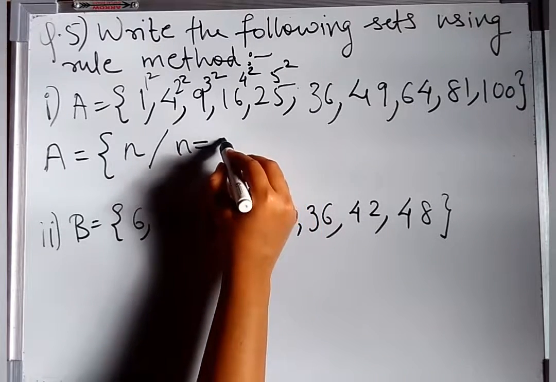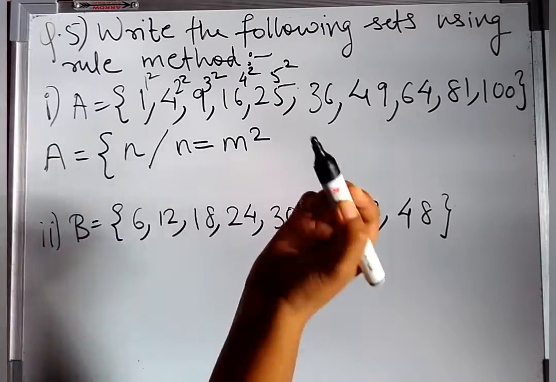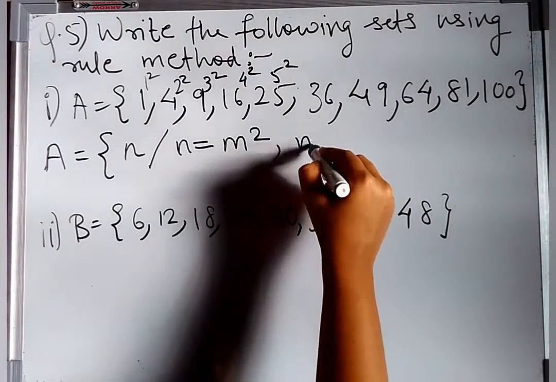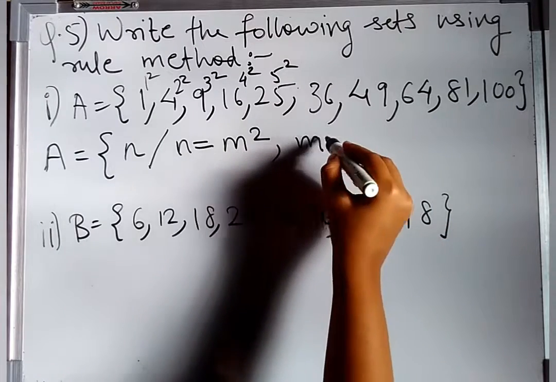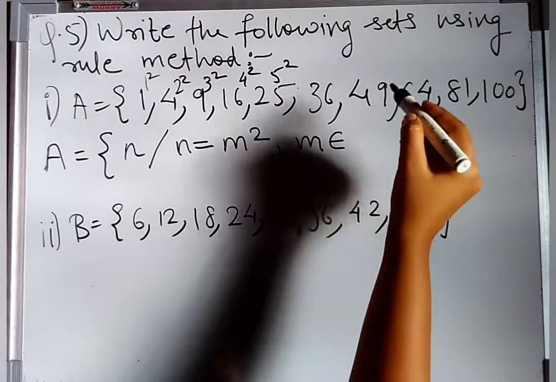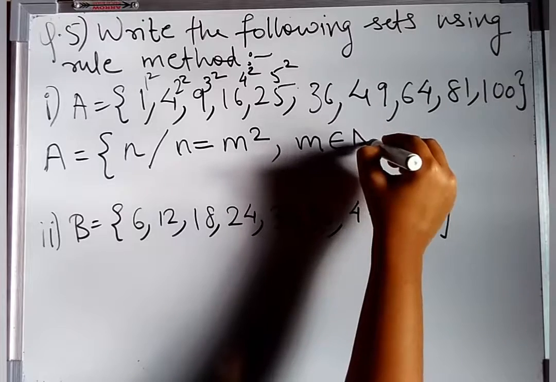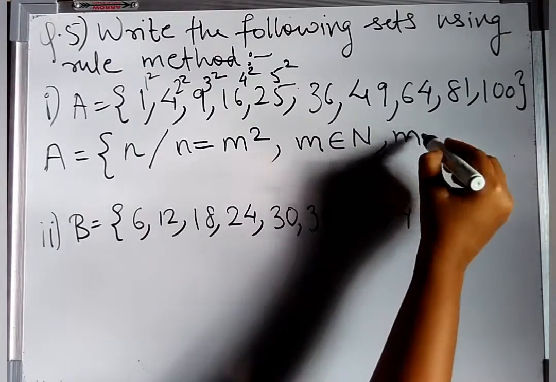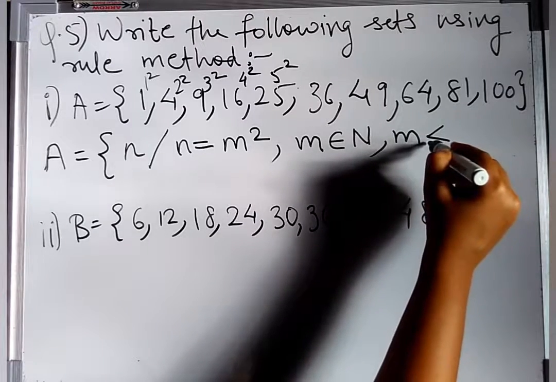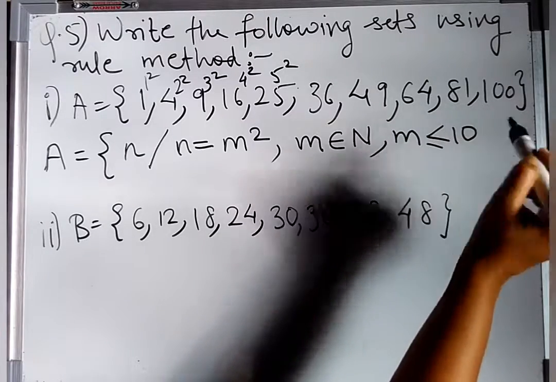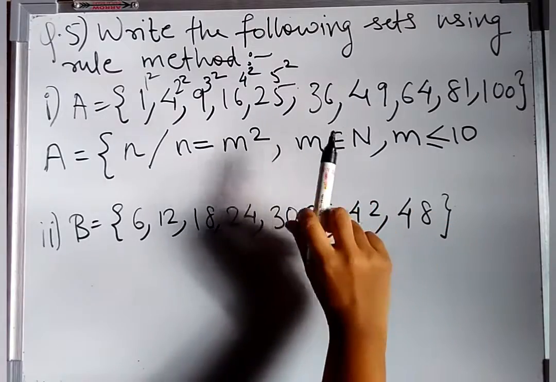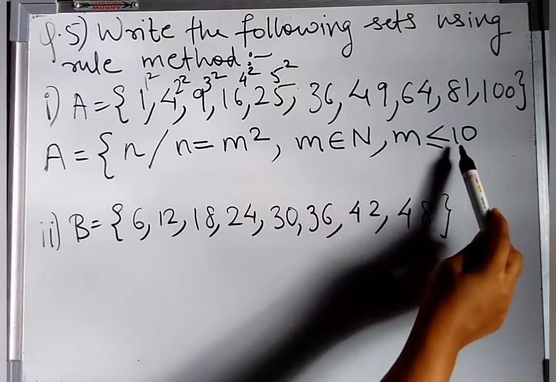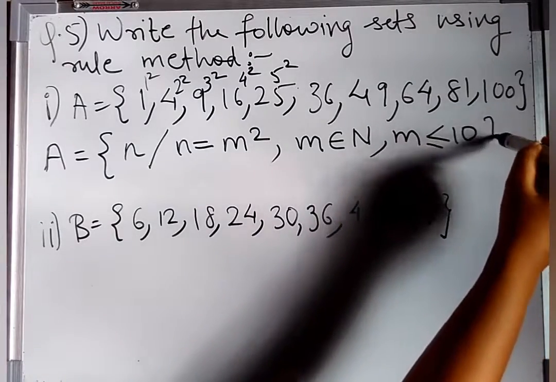equal to m square, and m belongs to natural numbers and m is less than equal to 10. So m is a natural number, so it will start with 1, and m is less than equal to 10, and it will stop at 10.